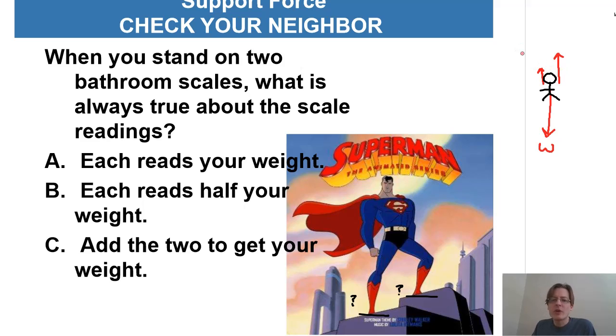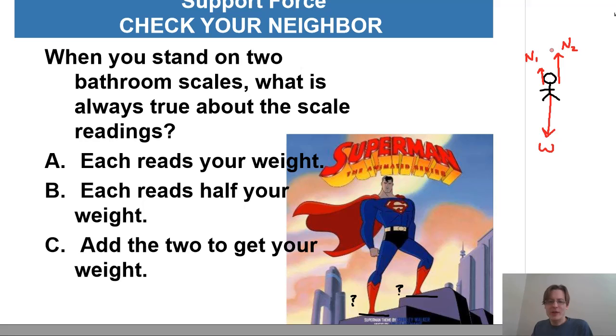The rule is those 2 supports, N1 and N2, together must add up to get your weight, right? That way you'd be in equilibrium. If they both equaled your weight, then you'd have too much upward force on you. You have to add the 2 to get your weight. So it's just another case where, don't think that just because you stand on a scale, the scale is going to read your weight. If one foot's on one scale and another's on the other, you have to add up the 2 readings to get your weight.